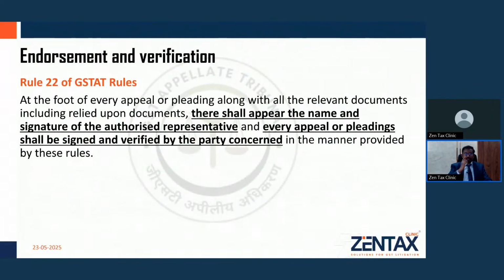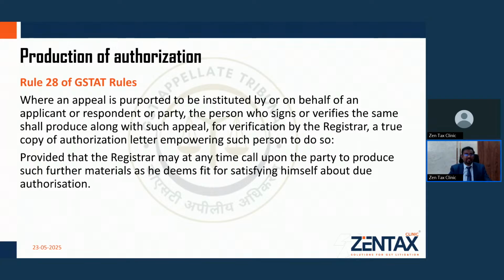Right, so who should sign the appeal? The appeal shall be signed by the party, by the appellant. So it is very important that the appellant signs the appeal, and at the bottom of every appeal form, there shall appear the name and signature of the authorized representative also. So at the foot of every appeal, there shall be the name and the signature of the authorized representative. But still, it shall be signed and verified by the party concerned, not just by the authorized representative. It is very important that the party, that is the appellant, also signs the appeal.